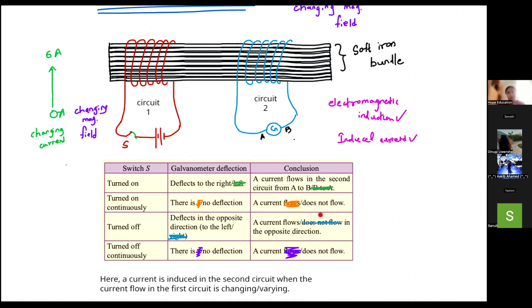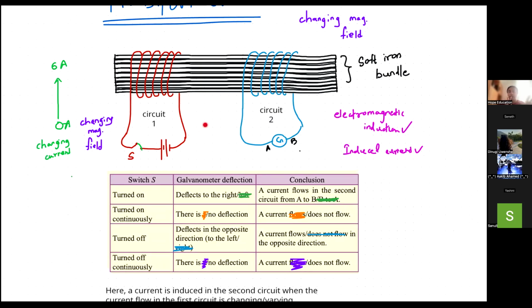This is what we call a transformer, right? A transformer means you provide a current to one circuit, and through the soft iron the other circuit will also get a current, like an induced current. This is what we call a transformer. Okay.